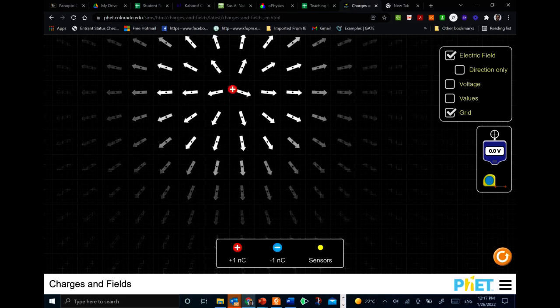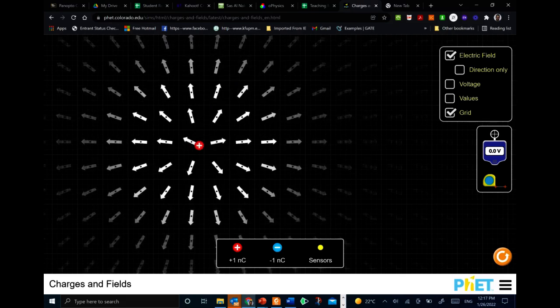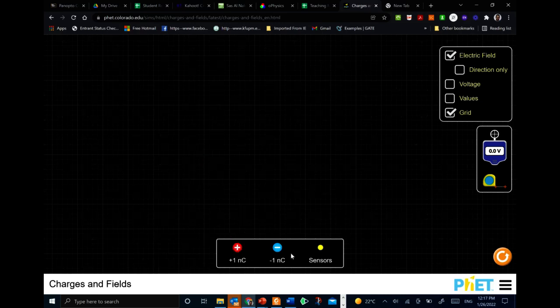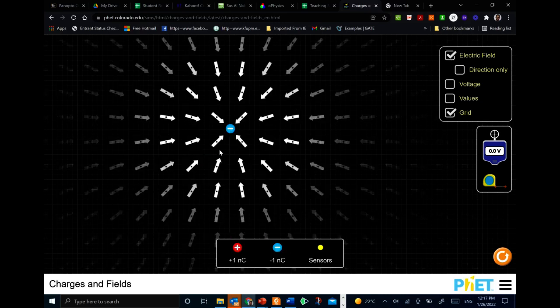Here I'm moving the positive charge. All right, so let's take the positive charge away and replace it with a negative charge. If we place a negative charge instead, you can see now the electric field lines are pointing towards the negative charge, and you can see the direction of the electric field lines. If you draw a line, you can see that.